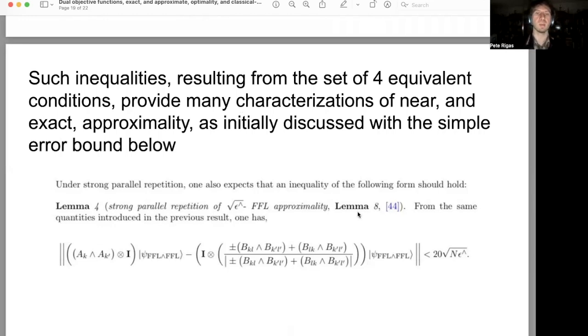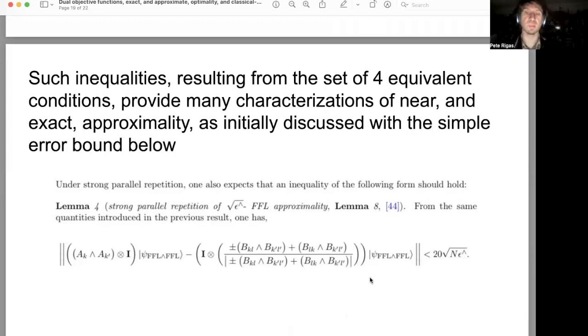So this was one of the error bounds I gave for 2 rounds of strong parallel repetition for the FFL game, because it has an upper bound of square root of n times epsilon, up to some prefactor 20. And basically it's just showing that if we form some strong parallel repetition of A sub k and A sub k prime tensor product with identity, minus the identity times the tensor product of these terms from some type of parallel repetition superposition of Bob's tensor observables from the set of possible responses that he can provide to the referee.